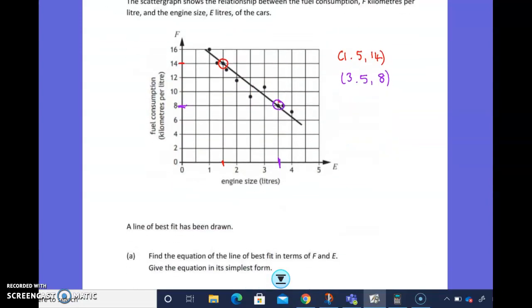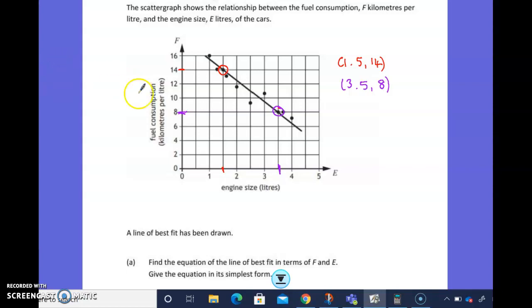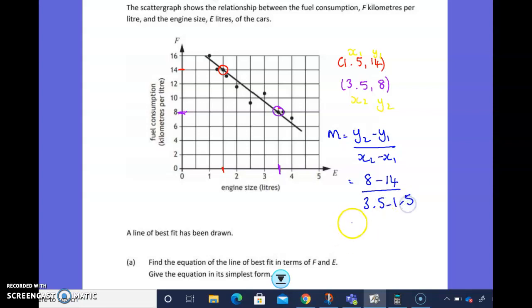Now I've got 2 points, no different from the straight line question. So I'm going to label my points. It's x1, y1, x2, y2. Gradient of the line, difference of the y's over the difference of the x's. So 8 minus 14 over 3.5 minus 1.5. 8 minus 14 is minus 6, 3.5 minus 1.5 is 2, so gradient of negative 3. We should expect a negative gradient here. The line is sloping down the way.